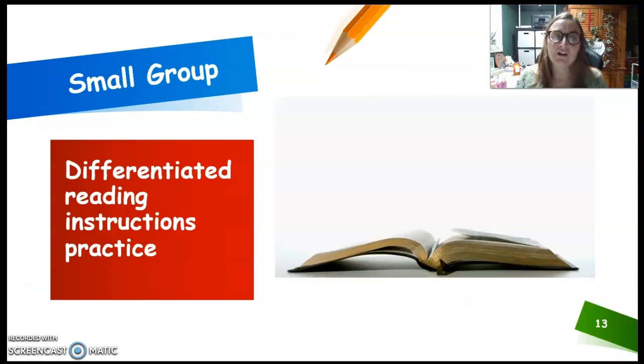Small group and differentiated reading instruction practice is for 60 minutes. The students are divided into groups, and 3 groups can rotate and see the teacher each day. Depending how big your class is, you may only see your kid every other day. This is kind of like rotation time that you could do in your classroom. It could be with a teacher, and then individual activities.